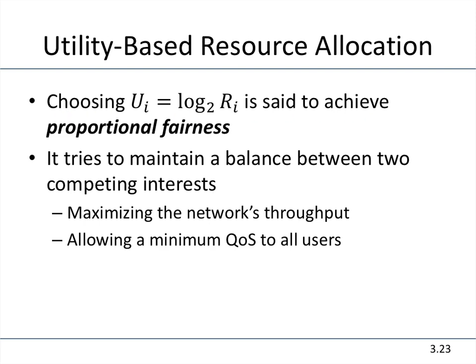We have at least some intuition why this log R is actually proportionally fair, and it tries to maintain a balance between the two competing interests, maximizing the network throughput and allowing minimum quality of service to the users. So we will try to keep everyone at least in the minimum in the linear region by assigning a minimum amount of share, right? And then we use the remaining budget to give it to the user with high gain to maximize the resource utilization. So we achieve some trade-off between the two.